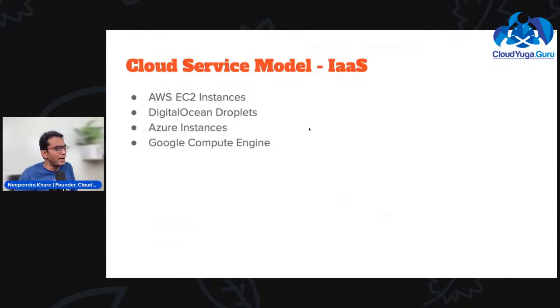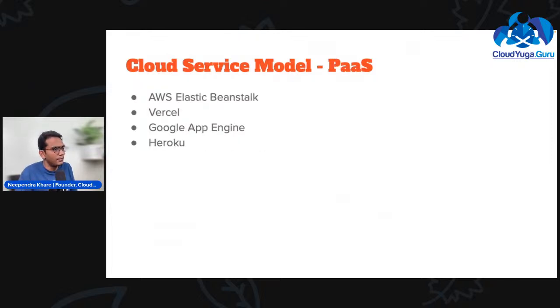Examples of IaaS are AWS EC2 instances, DigitalOcean Droplets, Azure instances, and Google Compute Engine. So we can go to any cloud provider and request these resources.